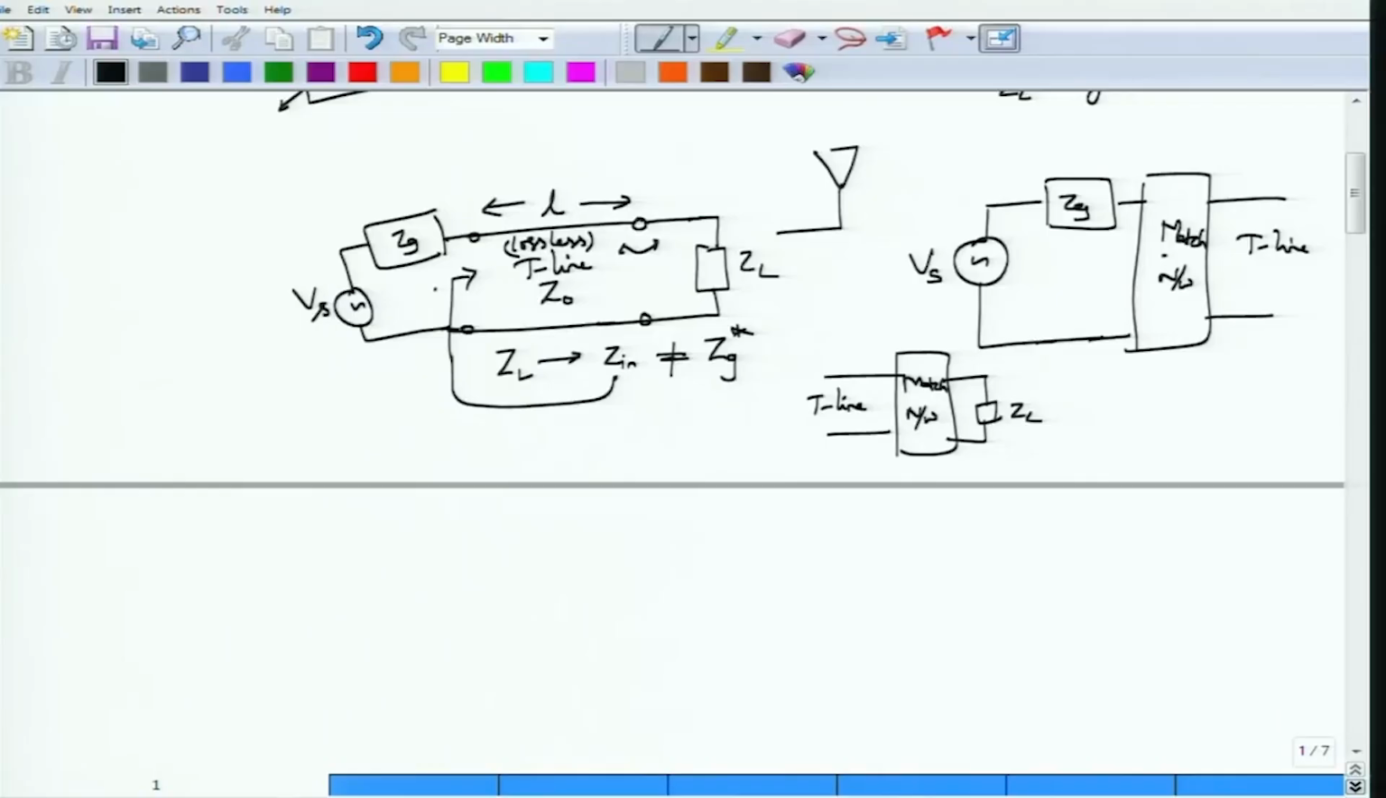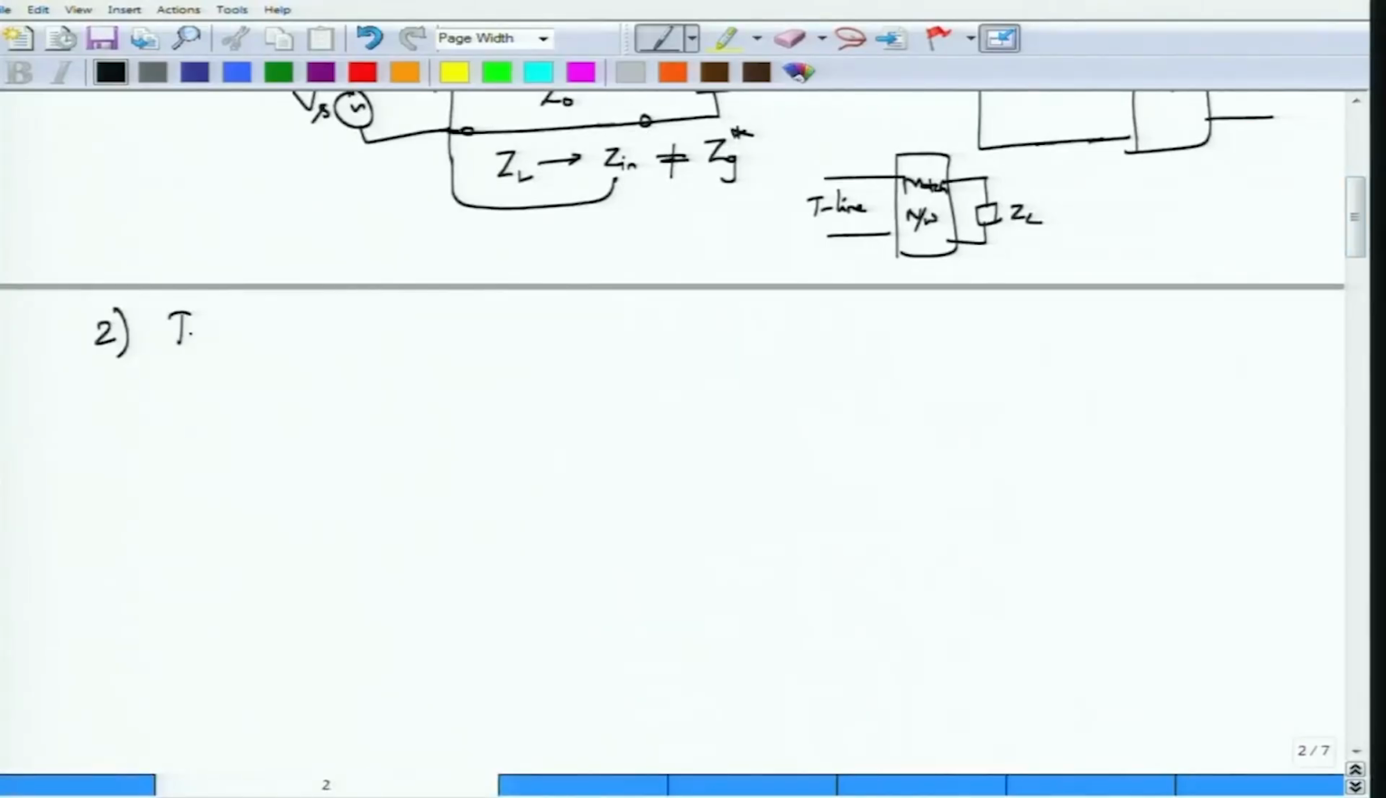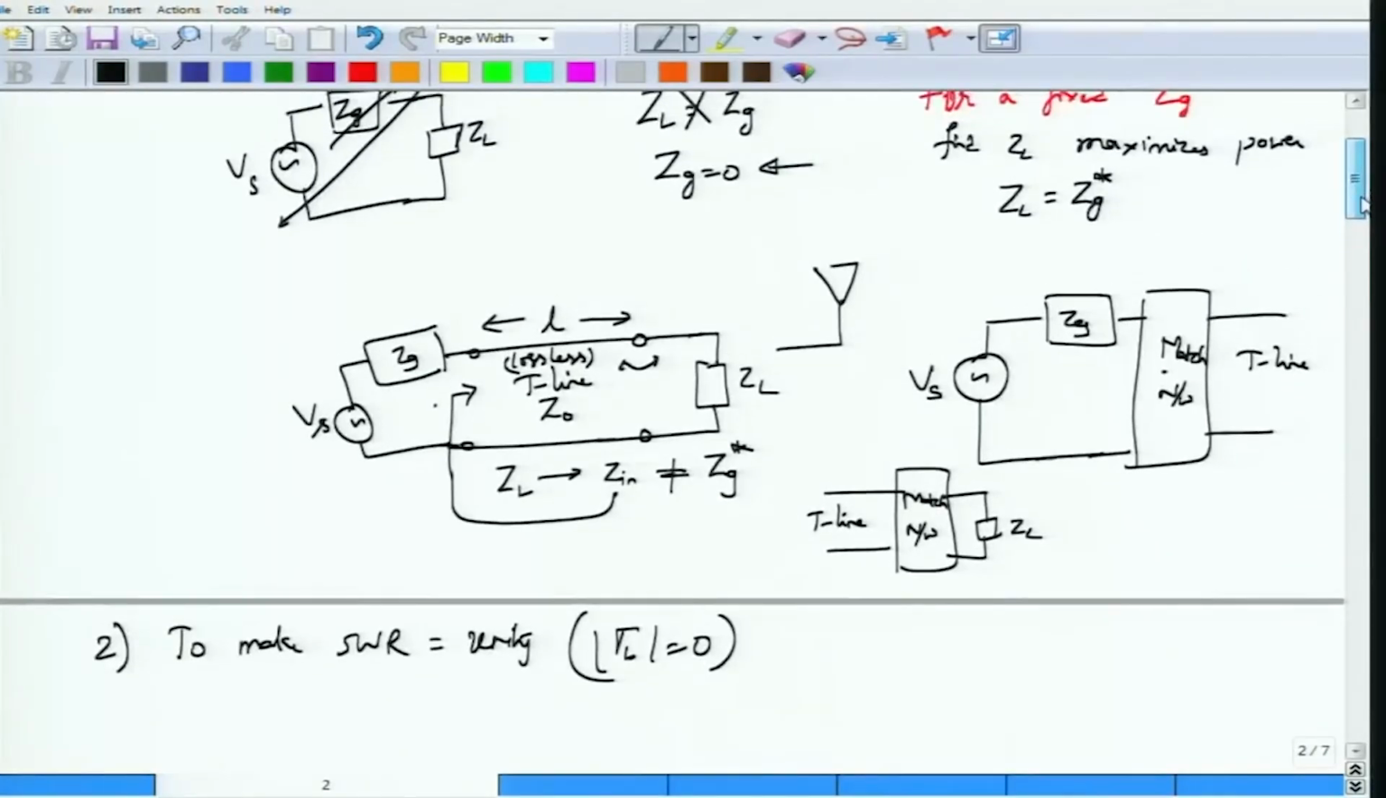So that brings us to the next requirement for impedance matching. We want to impedance match to make SWR equal to unity. That is, we want to keep reflections to be 0. Now what happens if the reflection is not 0?